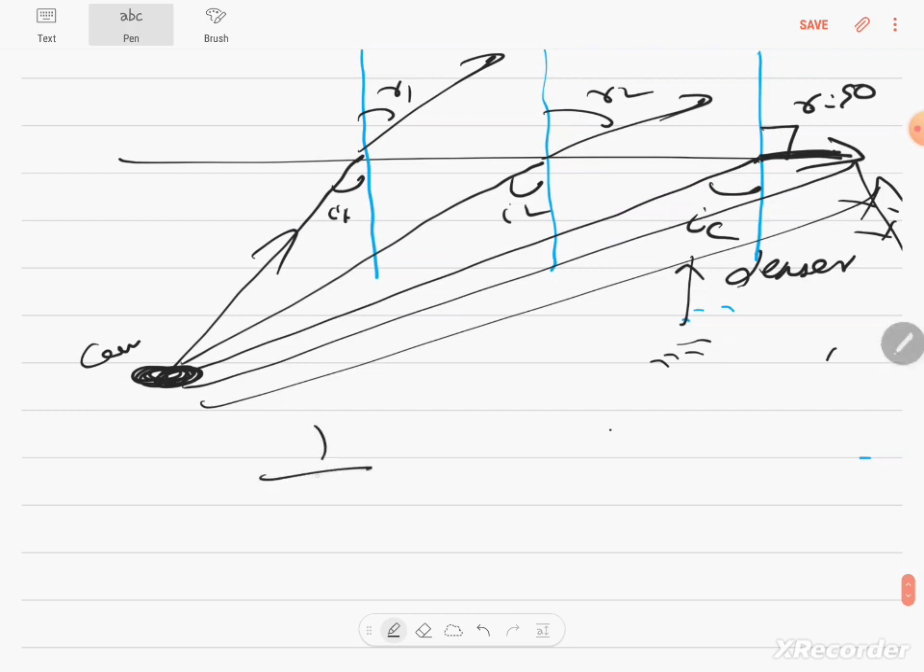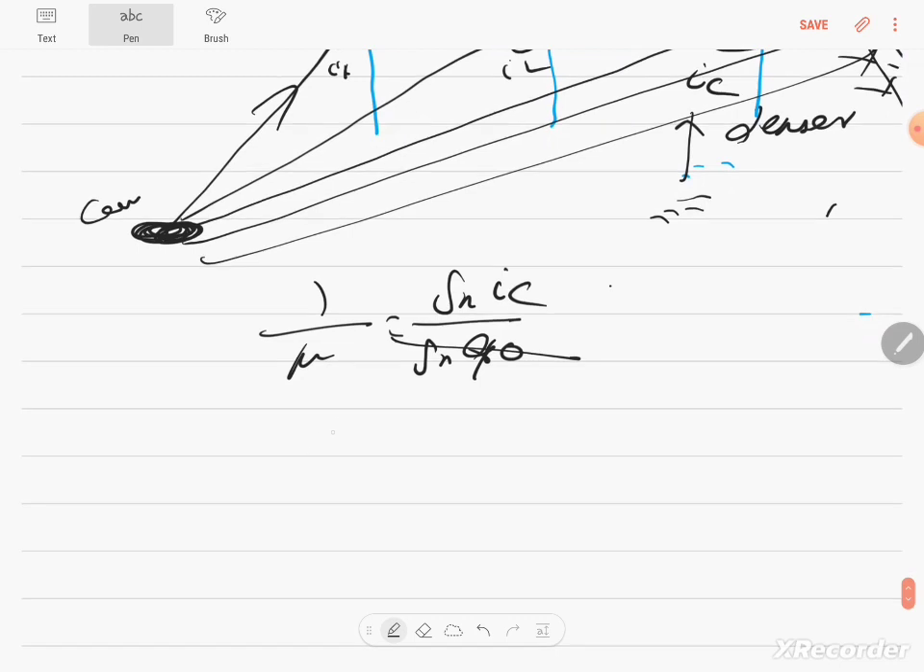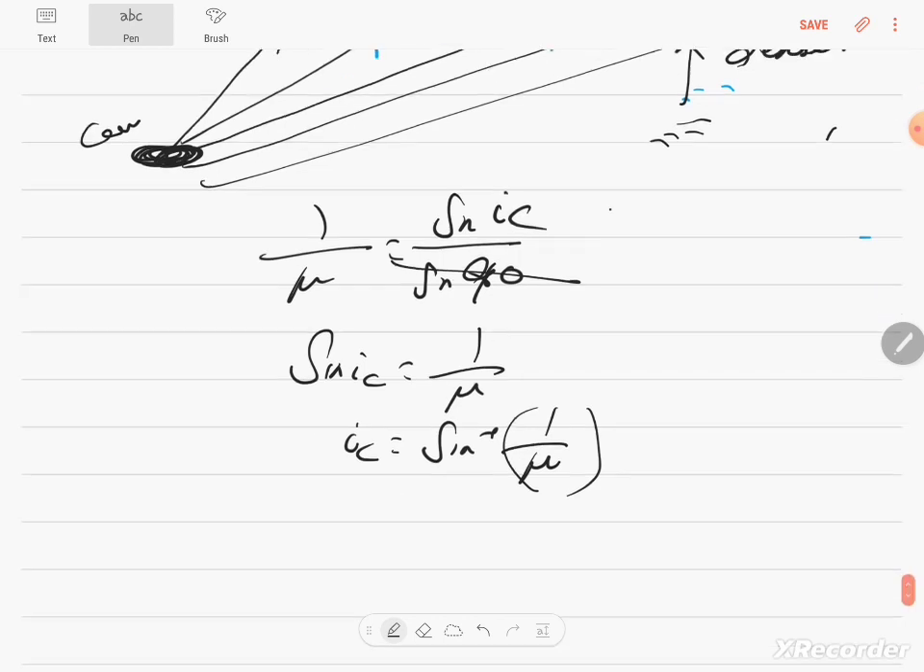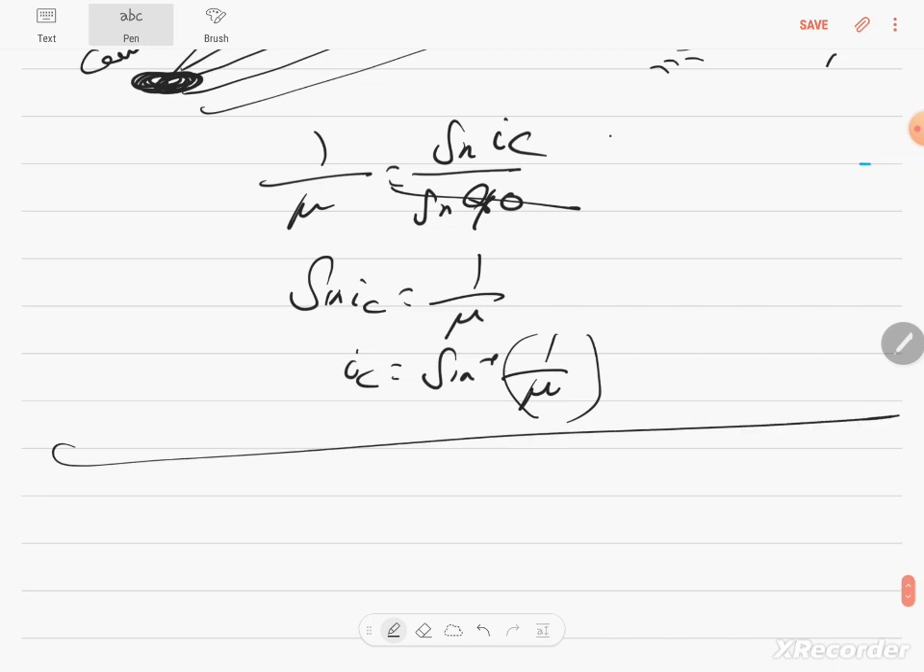So I'll write 1 by mu is equal to sin i by sin r. Here i is i_c and sin r is sin 90. Cancel it. Therefore, you get a beautiful formula: sin i_c is equal to 1 by mu, so i_c is equal to sine inverse of 1 by mu. If you know the refractive index, you can calculate the critical angle, beyond which it will get totally internally reflected into the same medium. Are you clear? So that completes this.